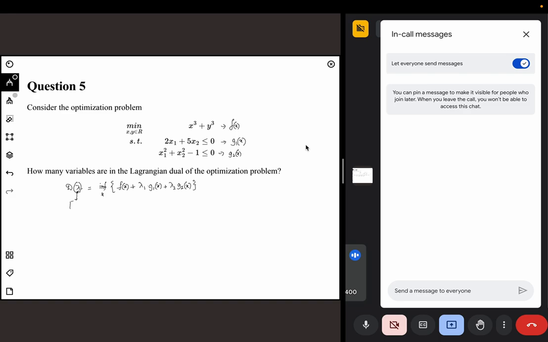So the lambda here will be just a vector of lambda 1 and lambda 2. It's just the number of inequalities that you have. If you have equality constraints, then you will have those also as variables. So here we just have two inequality constraints, so it will have only two variables.